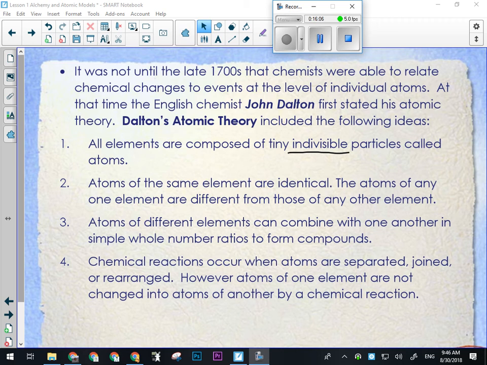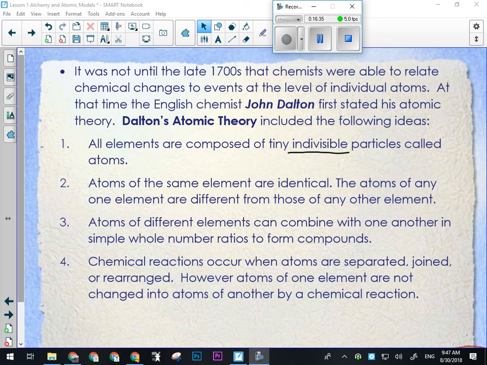All right, third point. The third point talked about what happens in a chemical reaction. Dalton had run lots of chemical reactions and had realized that when you put two things together, you do end up with something new, but it's still made up of the things you started with. You're not turning one thing into another. That was where the alchemists had it wrong.